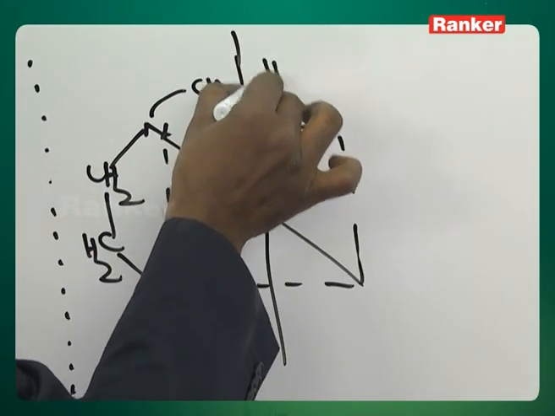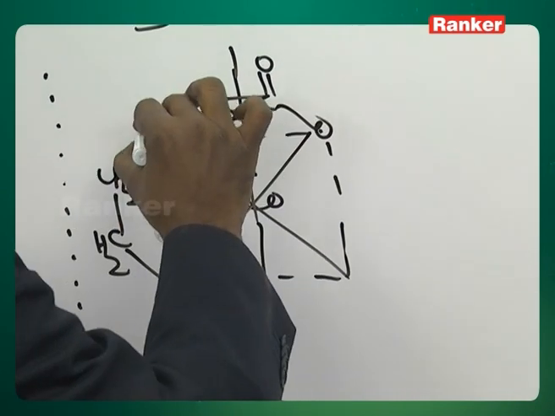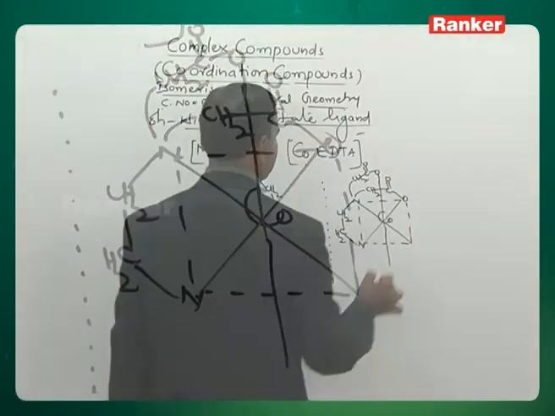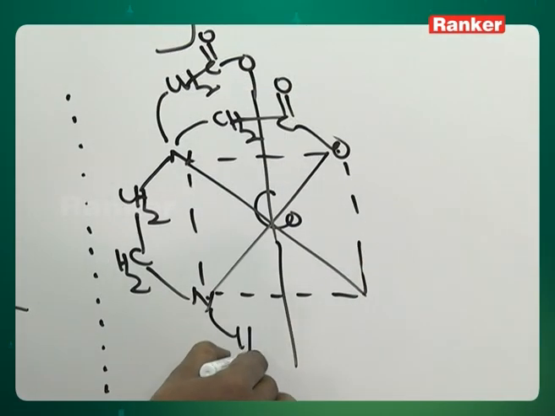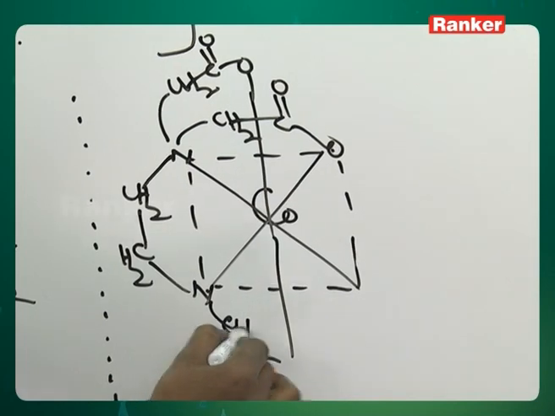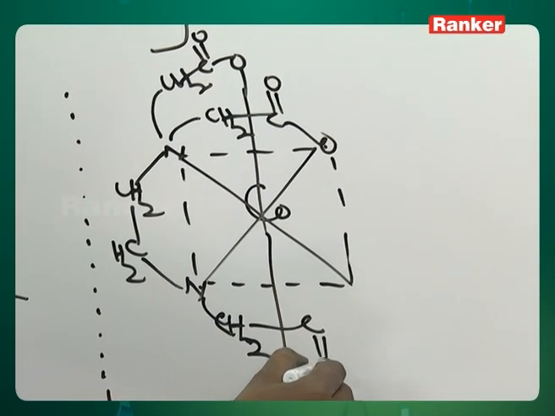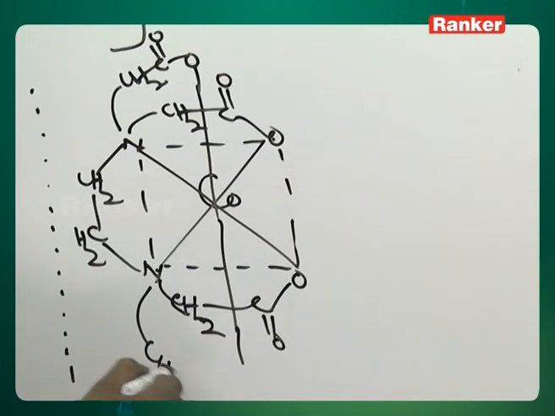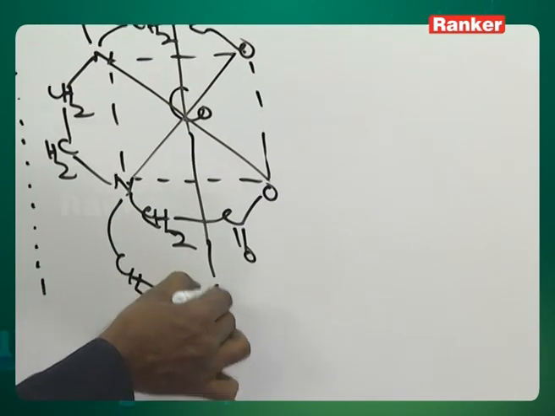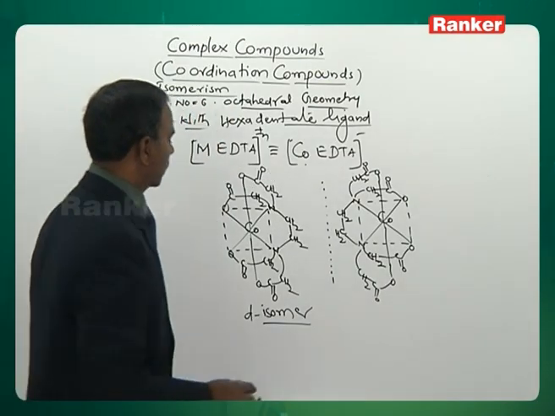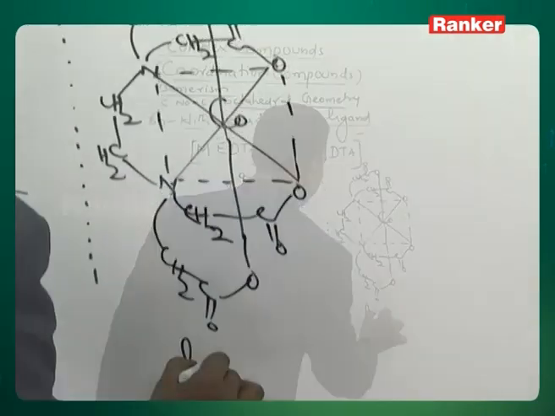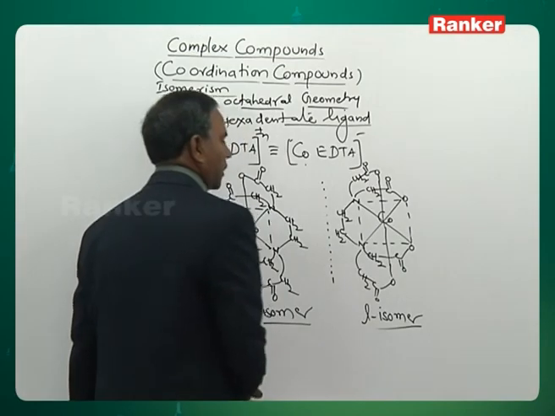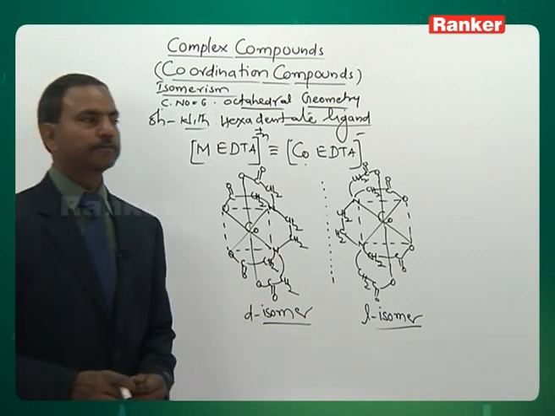Carefully, you have to write this particular diagram and practice it well. CH2, C double bond O. CH2, C double bond O. Next, CH2, C double bond O. Well, it is the D isomer, and the other one is the L isomer.